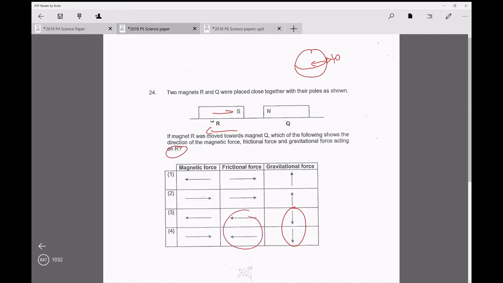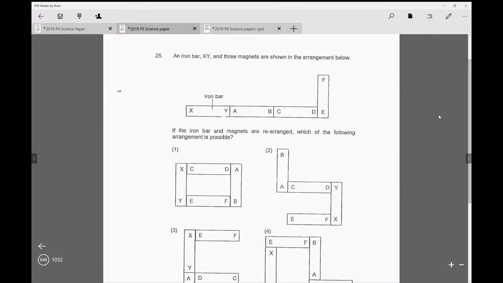Then the magnetic force. Even if you haven't learned forces, which is usually a P6 topic, you should have learned magnets in P3. So the magnet is being attracted over. So this is the arrow of the magnet. That's why it's number 4. Okay, this is again a P3 topic.